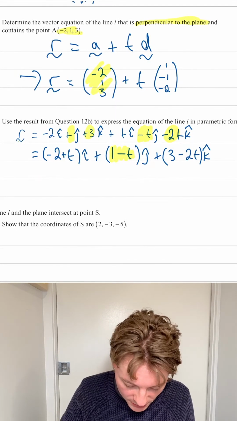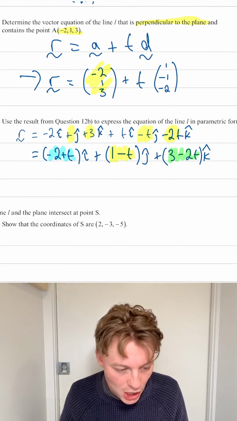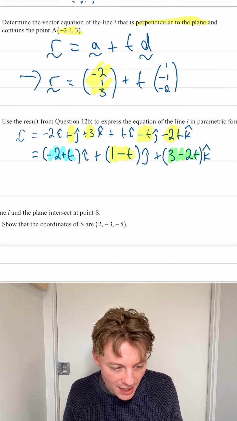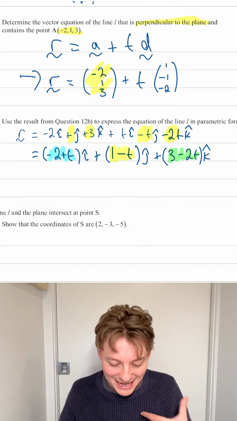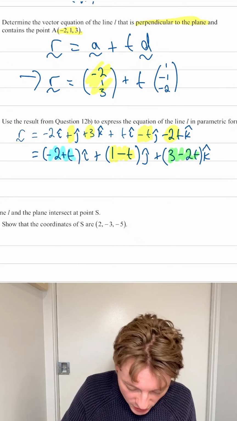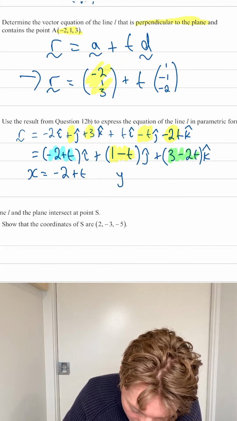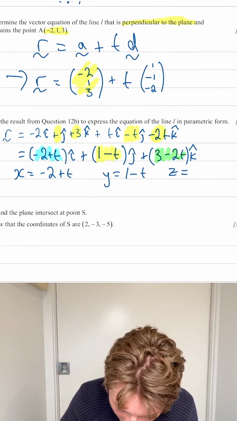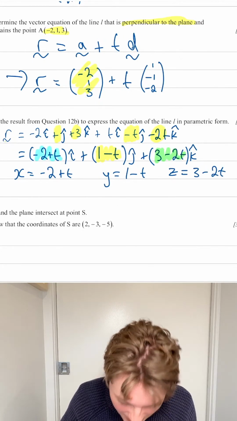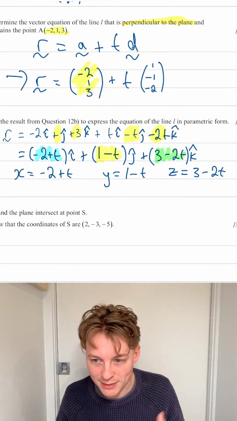I'll use different colors. I've got my i coefficient, my j coefficient, my k coefficient. All these little bits in brackets become the parametric form of my equation. Basically, x is my coefficient of i, so x is simply equal to minus 2 plus t. y is my coefficient of j, that is 1 minus t. And z is my coefficient of k, that is 3 minus 2t. And that is my parametric form. It is just the coefficients of my i, my j, and my k.